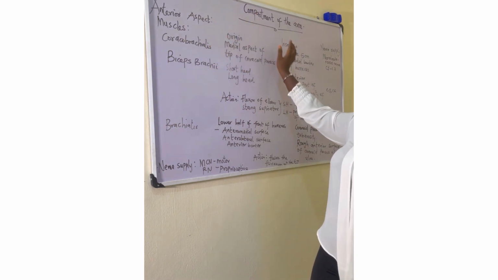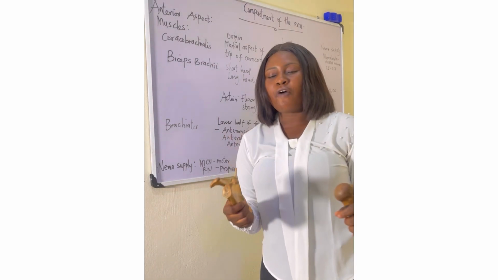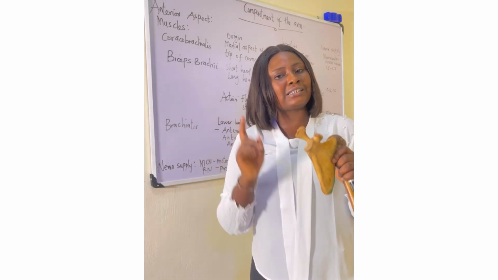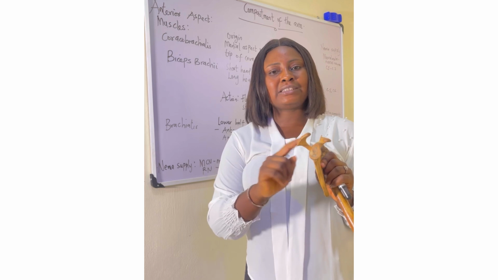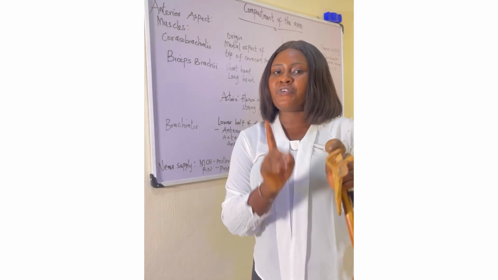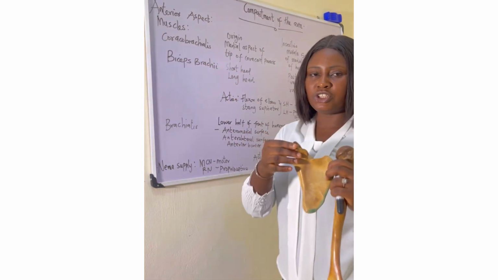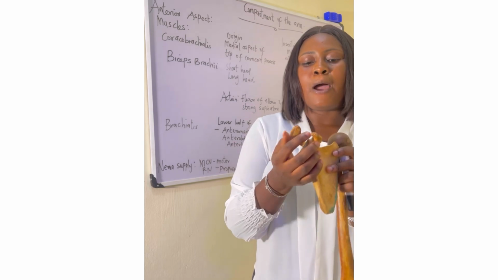It originates from the medial aspect of the tip of the coracoid process of the scapula. Remember that when I talked about the processes of the scapula, I said that the scapula has three processes: the coracoid process, the acromion process, which is a continuation of the spinous process, and finally the spinous process. So this coracobrachialis originates from the medial aspect of the tip of the coracoid process.